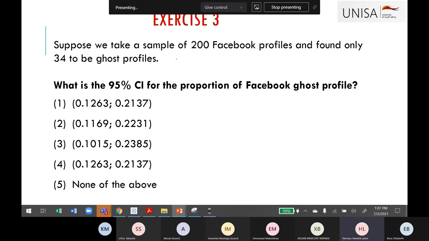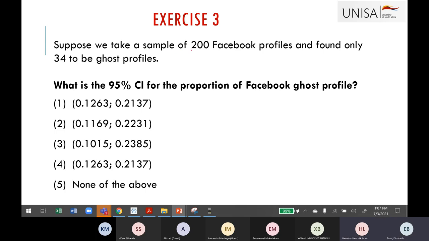What are we given? We're given X and N. Our N is 200 and our X is 34. So it means we need to calculate P, which is X divided by N: 34 divided by 200. What do you have? 0.17.